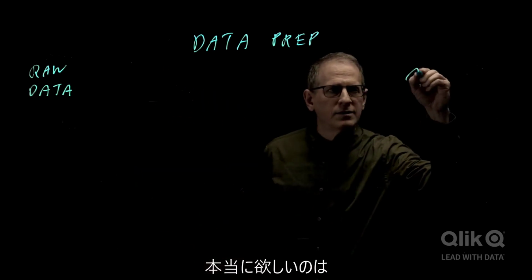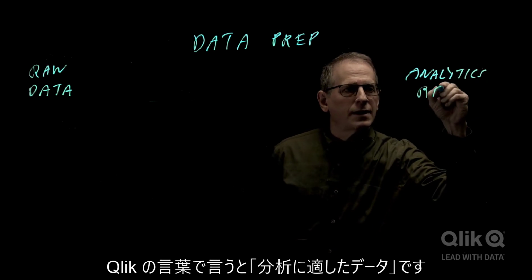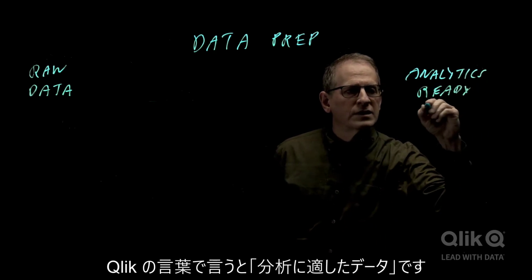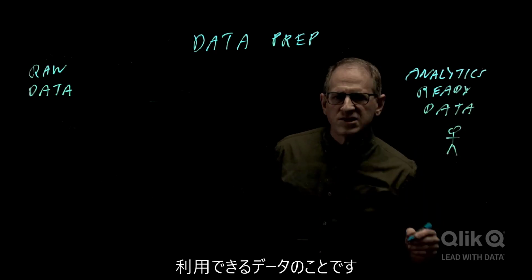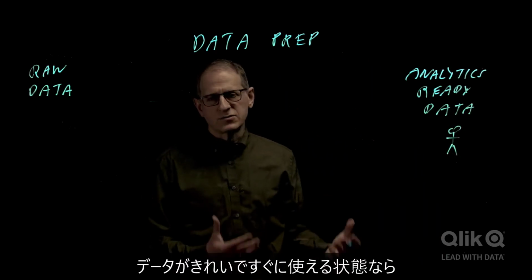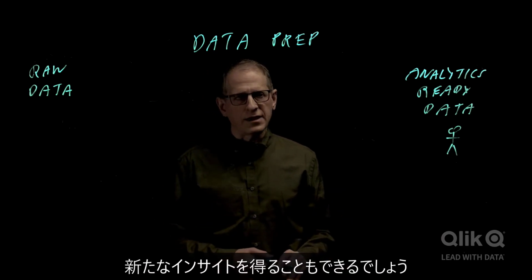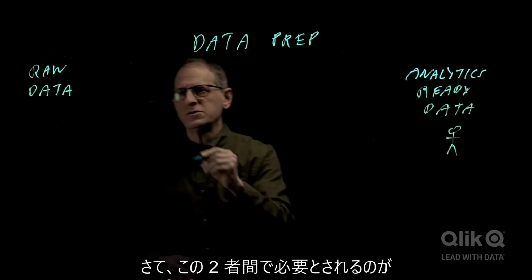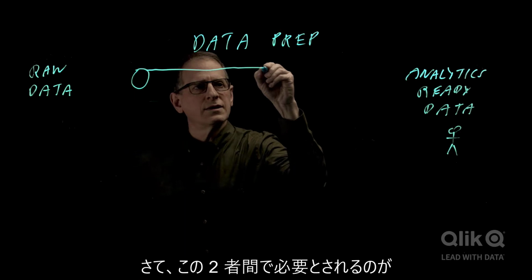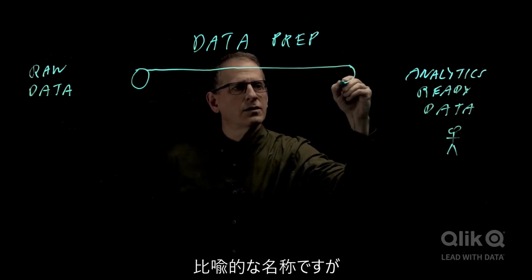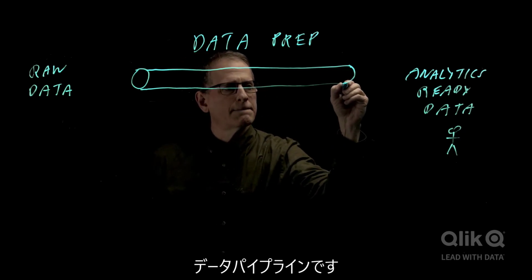And what we want is what we call analytics-ready data. So this is something that the user can really easily understand and make use of. It's clean, it's ready for use, and they could do some analysis on it and hopefully find some new insights in the data. So what's needed between the two here is what we call, figuratively, a data pipeline.